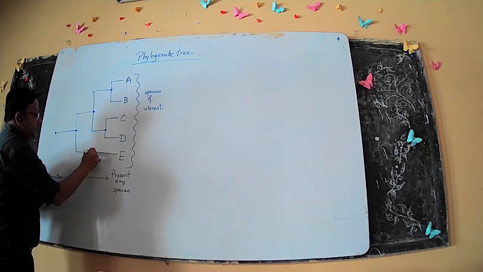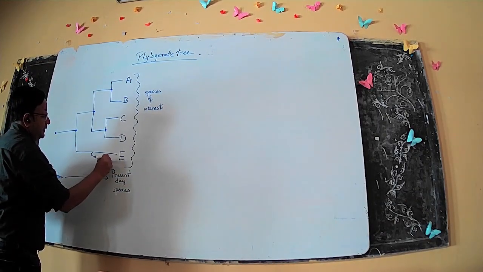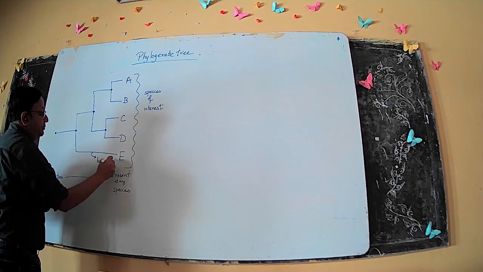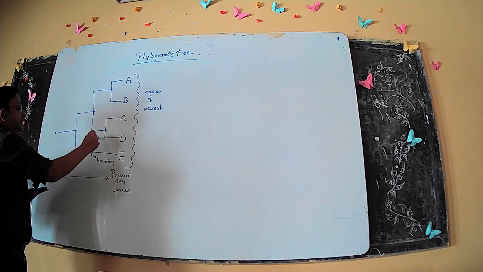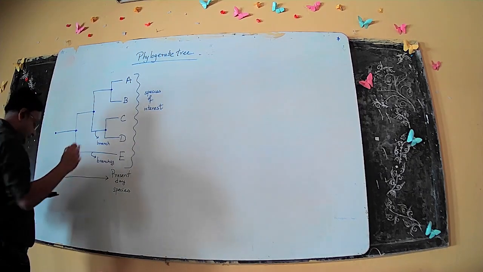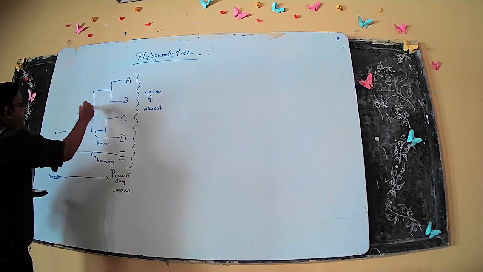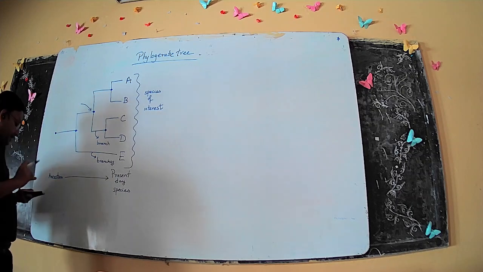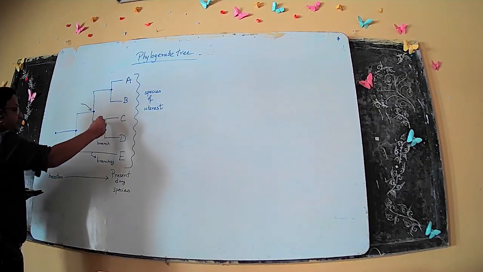Now, this is a branch. Branch, plural branches. This is another branch. And these dots are known as branch points. From here, the two have their branch. This is a branch point.